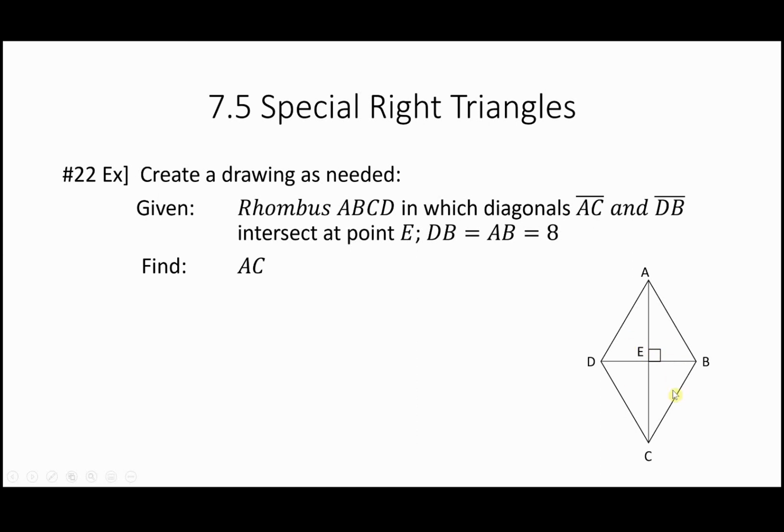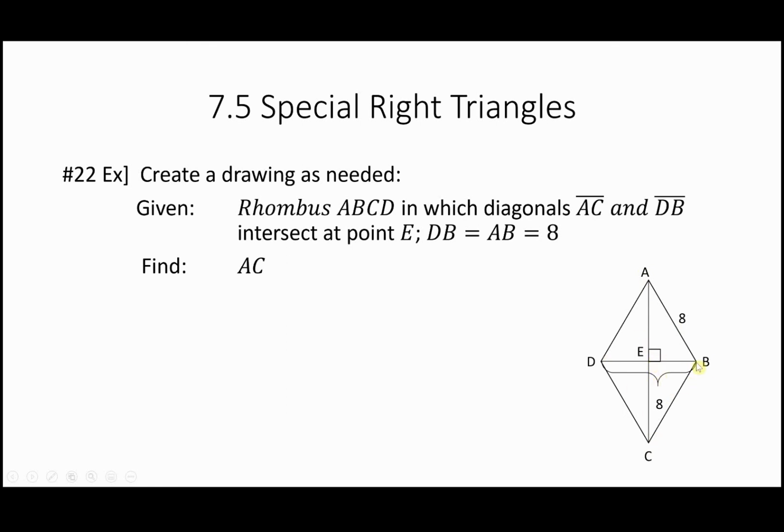I usually, when I have to draw diagonals in a rhombus, put the square that indicates the right angle in the same position every time. But inside the interior of any of these 4 right triangles that are formed with the intersection of the diagonals is perfectly fine. Okay, AB is length 8, and so is DB. So go ahead and add that to your figure. But recognize that a rhombus's diagonals are perpendicular bisectors of one another.